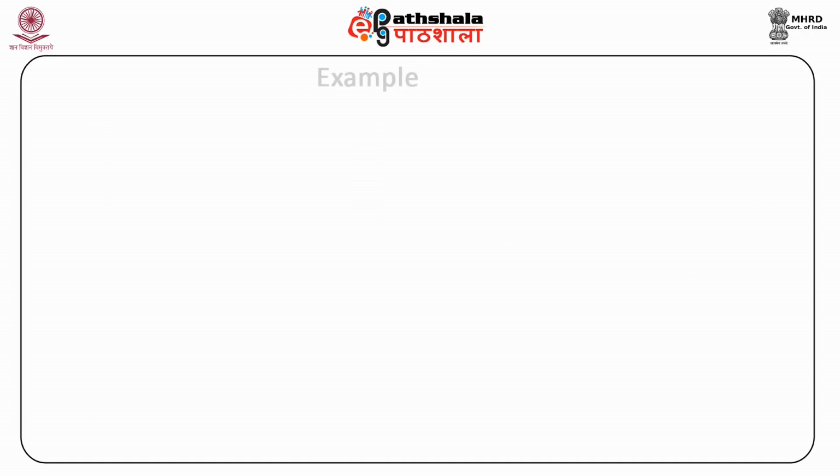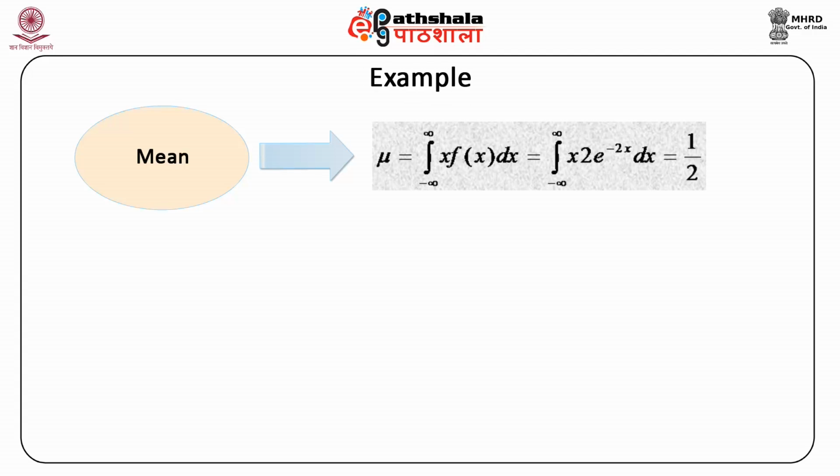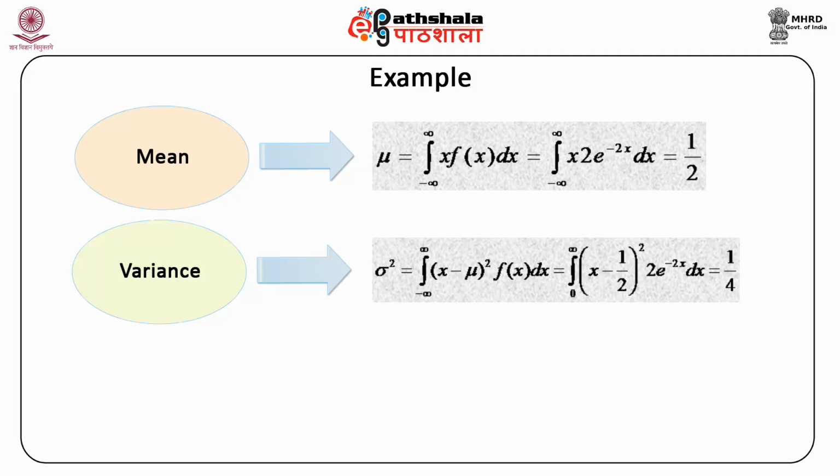Applying the above formulae of mean and variance for a continuous probability distribution, we get, in the case of mean, mu is equal to the integral from minus infinity to plus infinity of x f(x) dx, which is further equal to the integral from 0 to infinity of x 2 into e minus 2x dx, which is equal to 1 by 2. In the case of variance, sigma square is equal to the integral from minus infinity to plus infinity of (x minus mu) whole square f(x) dx, which is further equal to the integral from 0 to infinity of (x minus half) whole square 2e minus 2x dx, which is equal to 1 by 4.